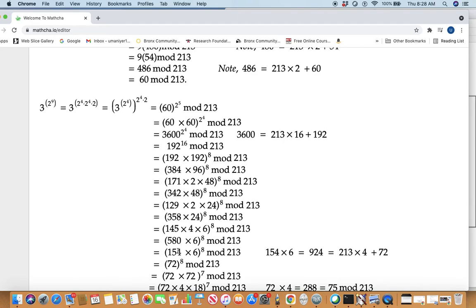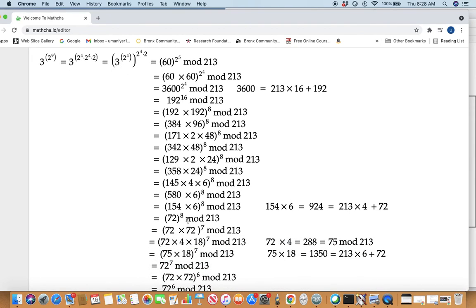So 580 is 254 modulo 230. 154 times 6 is 924. 924 is 213 times 4 plus 72. So all that is 72 modulo 213. So remember the power 8 that continues. So I take 2 from here. 8 is 2 times 4, so that's power 4. 72 times 72.